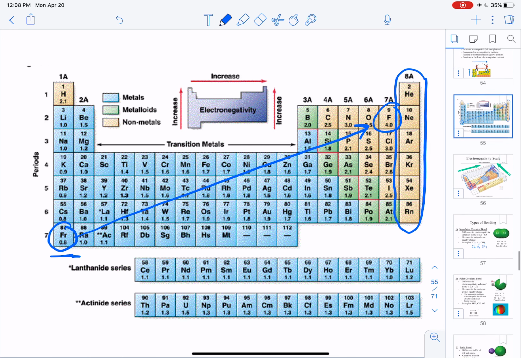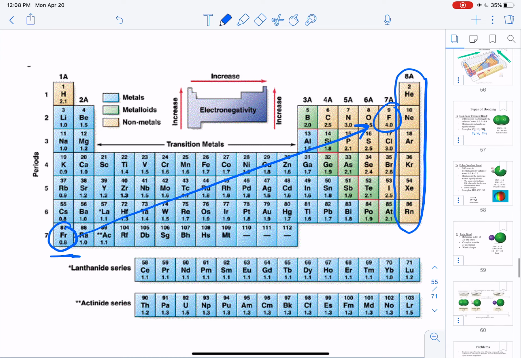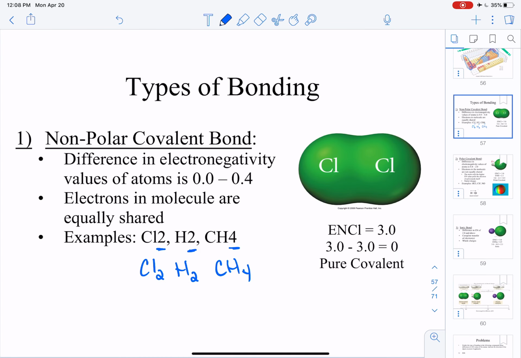Now, electronegativity means that we have to talk about types of bonding. Now, we've talked about covalent bonding and ionic bonding, but there's a lot of in between. So let's go back to covalent bonding, and there's a couple of different ways we can classify our covalent bonds, and the first one is a nonpolar covalent bond.